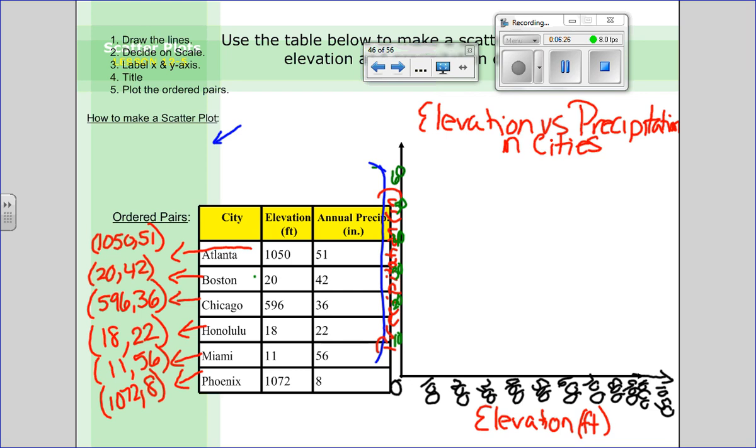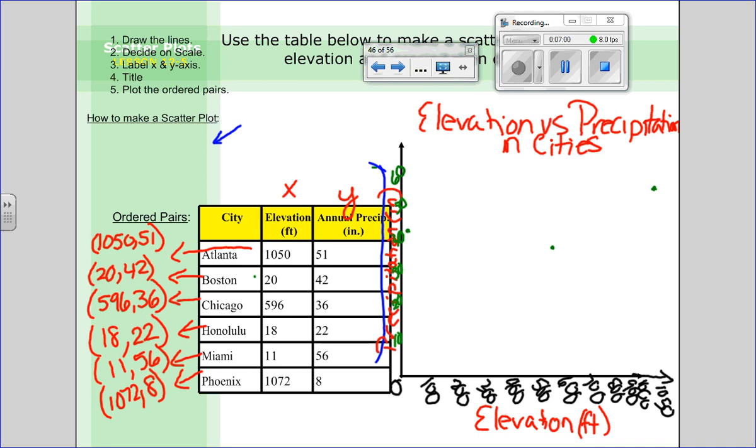So I just grabbed that right from the table. Again, I took the X, whatever came first, and then the one that came next to it as the Y. Alright, so here we go. I start plotting those points. So 1,050 and 51, so that's about there. 20 and 42, so that's going to be very close, but it'll be right there. 596 and 36, so I'm close to the 600. And let's see, I'm going up to 36, which will be about there.